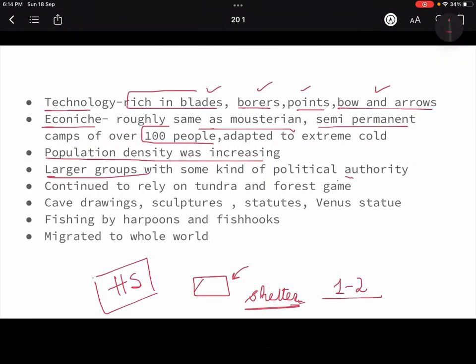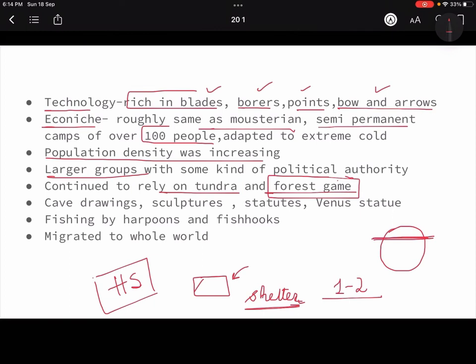So some kind of political authority. They continued to rely on tundra and forest game. Tundra is the region above the temperate zone, around 50-60 degrees north, and here they are referring to north only. And by forest they mean more like tropical regions like North Africa and all.